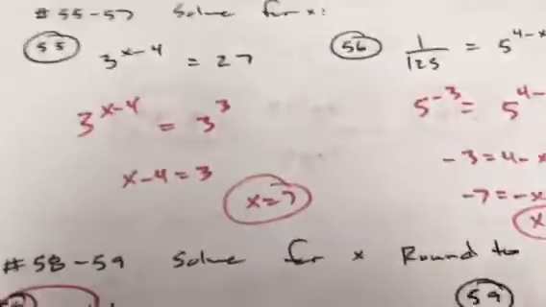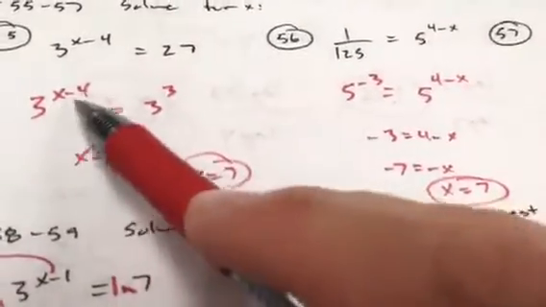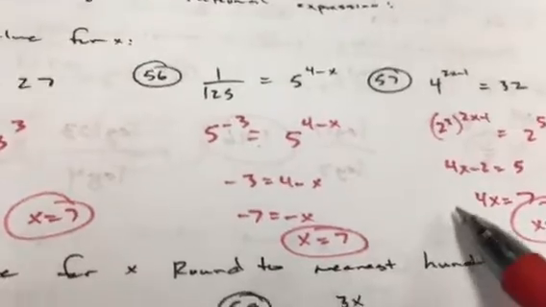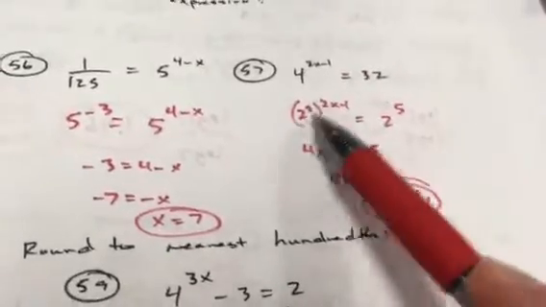We'll get the same base on 5. 27 is 3 to the 3rd. Then when you have the same base, set the exponents equal to each other. 1/25 is 5 to the -3rd. Same base, set the exponents equal to each other. 4 and 32 can both be 2.